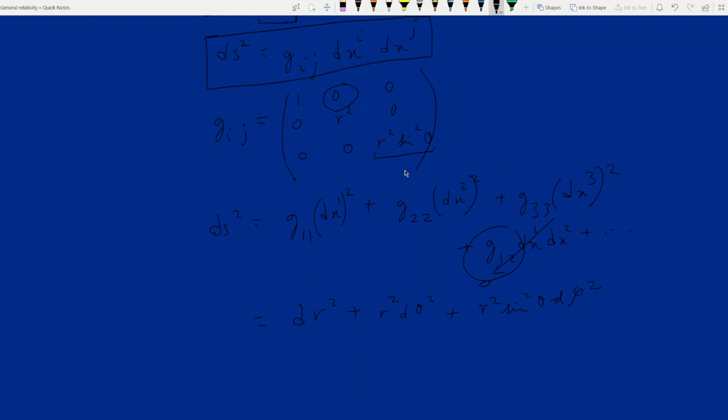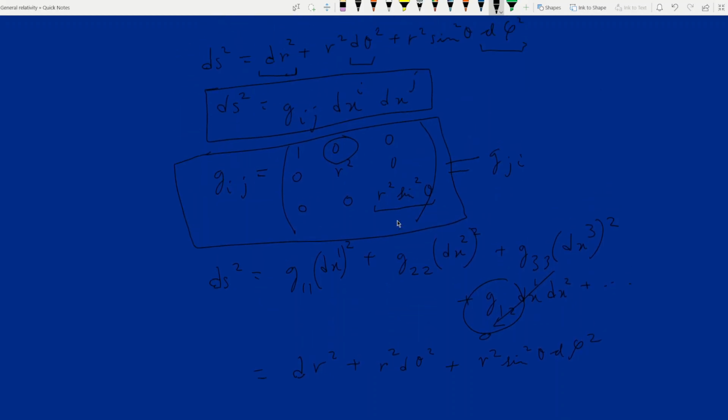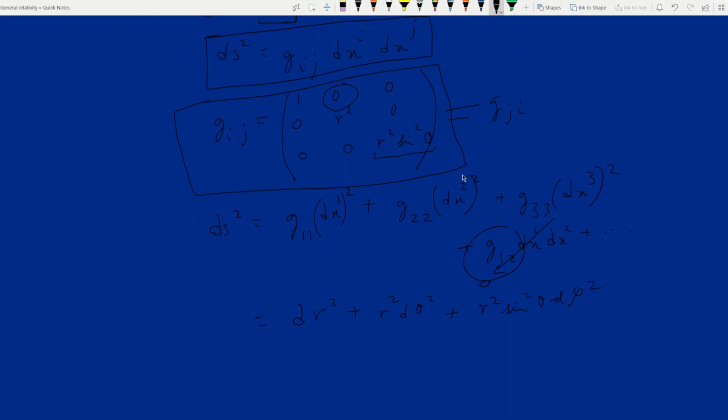So you can see that our g of ij can be written in terms of its components, and the components are represented by a matrix right here. So if that is the matrix for our g of ij, what will be the matrix for g of ji? Well, it will be the same thing, right? Because the components, these zeros, they don't matter at all.